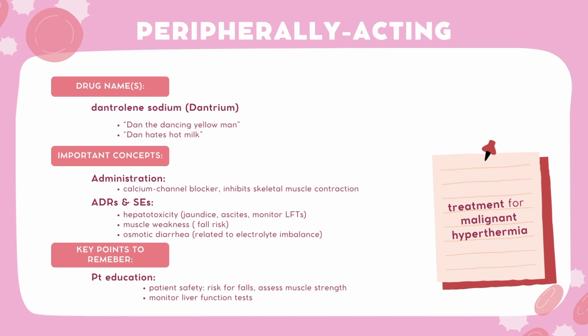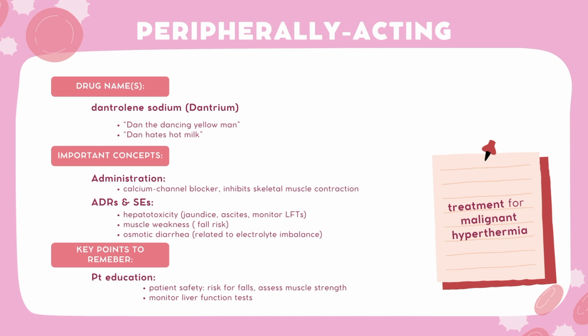Next, we have dantrolene, a peripherally acting muscle relaxant, which works by preventing calcium release and therefore slowing action potential generation, which causes skeletal muscle contractions. To remember this, think of Dan, the dancing yellow man. He is moving his skeletal peripheral limbs while dancing and is yellow due to an adverse effect that we will explore in a moment. Dantrolene may lead to hepatotoxicity, so the patient's liver function should be monitored during therapy.